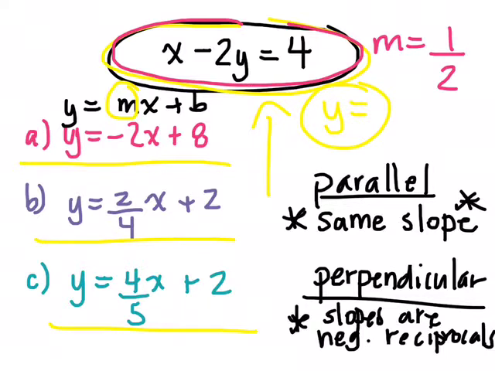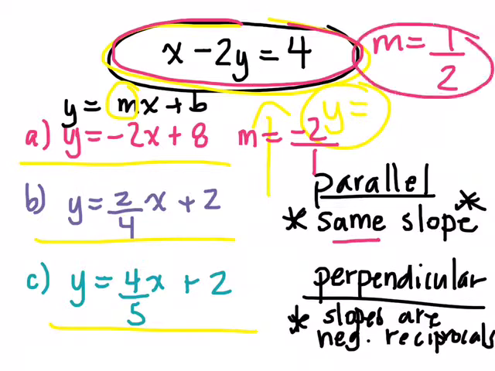So let's look at the first one, A. What is the slope of line A? Negative 2. Okay, let's write that as a fraction. It would be negative 2 over 1. Is that the same as 1 over 2? Is it a negative reciprocal? Yes, so what can we conclude about line A? It's perpendicular. Line A is perpendicular, good.